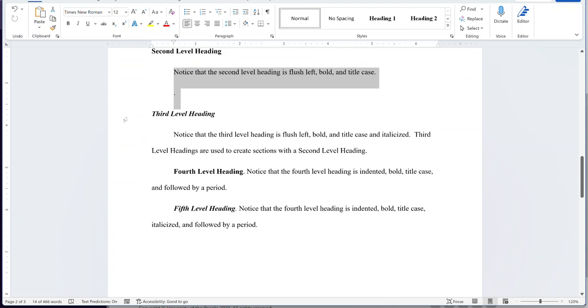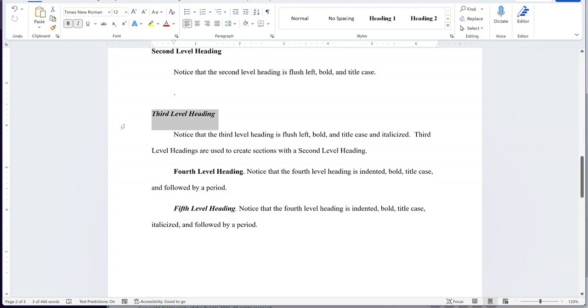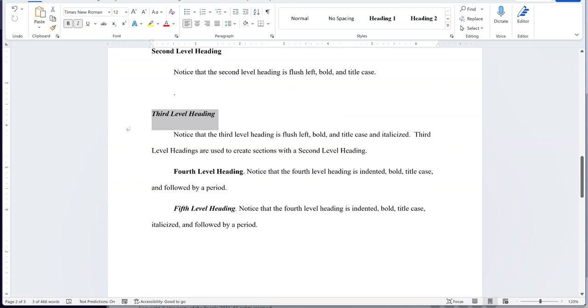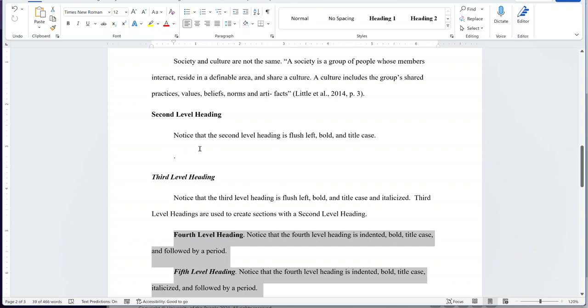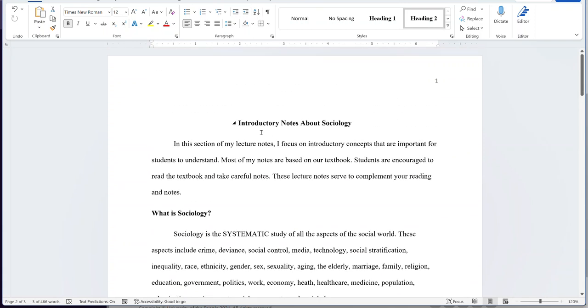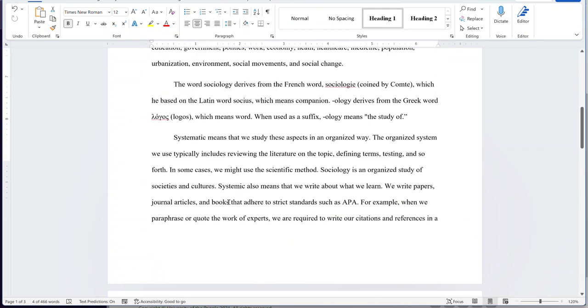You may have in your paper third level headings, fourth level headings, and fifth level headings. It's unlikely that you will have these. You may have third level headings, but I doubt very much if you'll have fourth and fifth level headings. But I can't predict that. But I know that you will have second level headings and you will have this first level heading, which is the title of your paper.